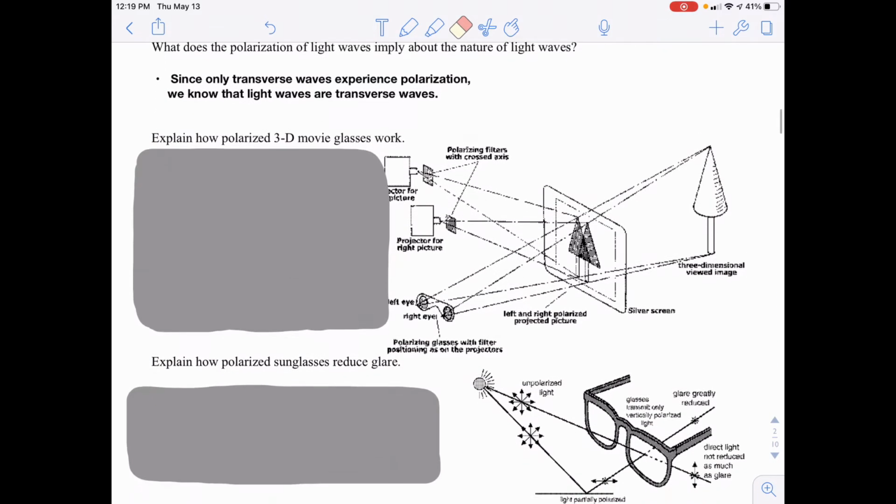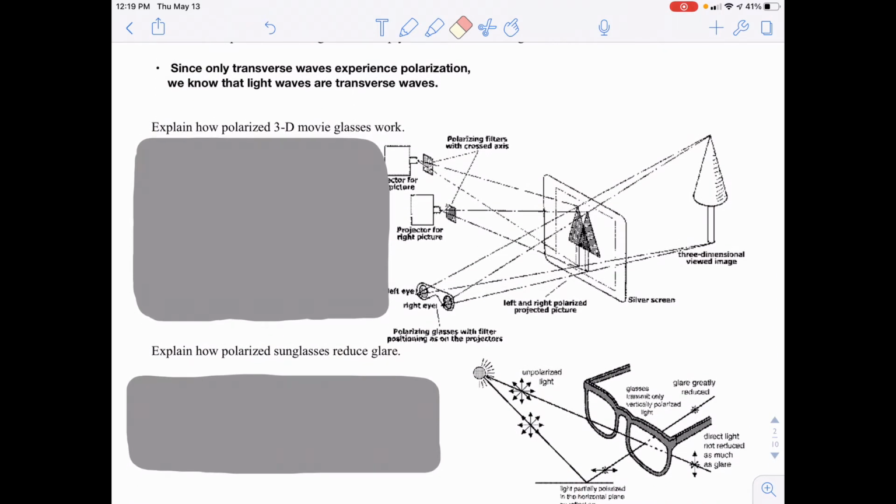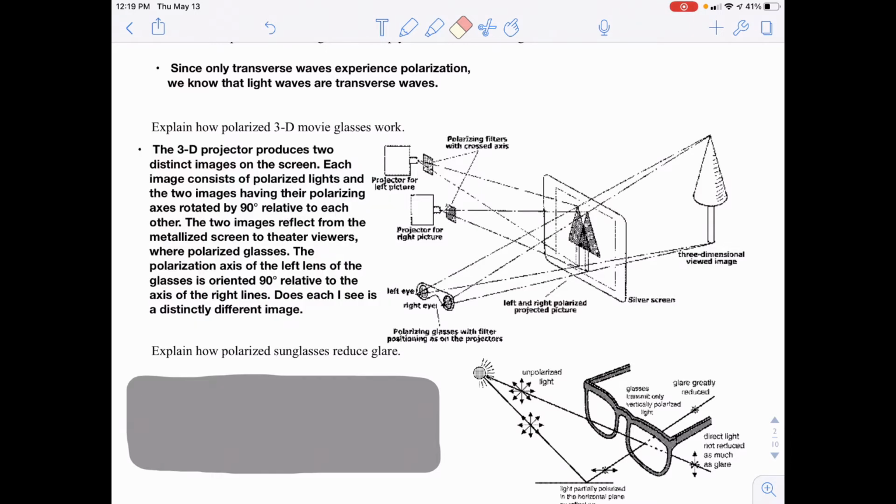So let's take a look at a couple of applications. Let's take a look at how polarized 3D movie glasses work. Well, it starts off with two different cameras, each with a specific polarizer placed on the lens. Each polarizer is shifted 90 degrees relative to each other. These two cameras shoot an image from different perspectives.